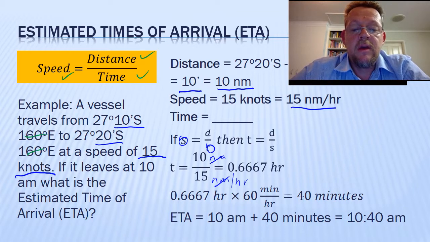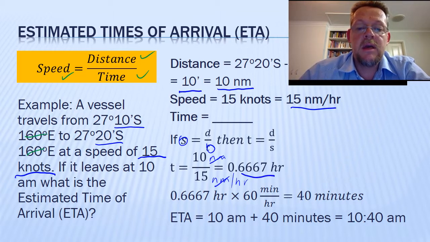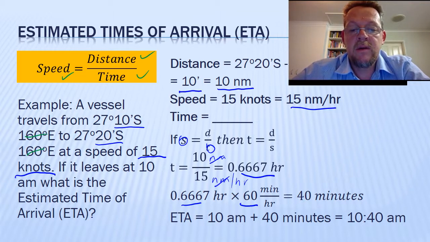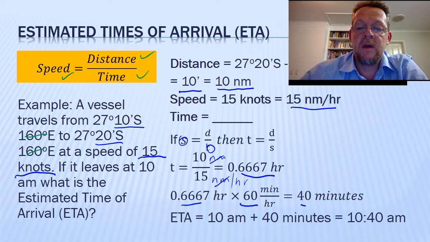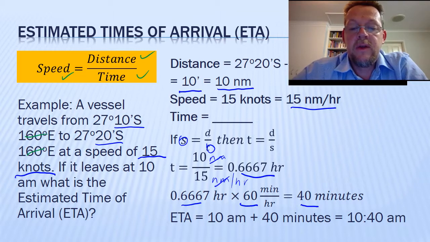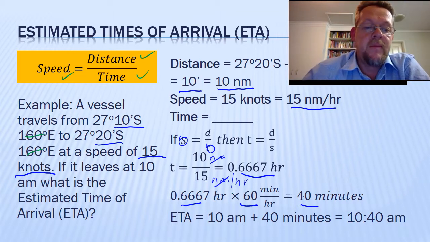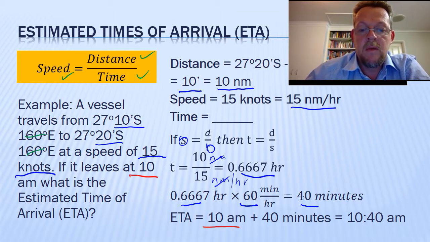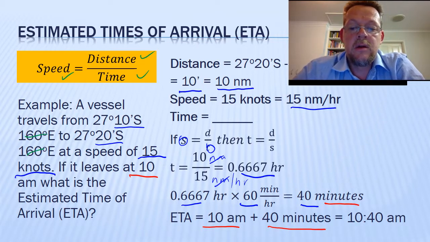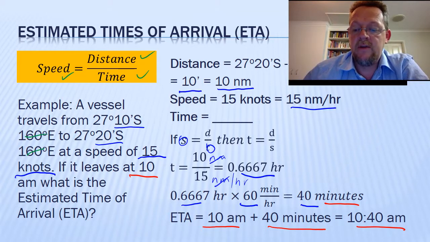And if I were to calculate that into minutes, I would need to use this number here and multiply it by 60 minutes per hour. So 0.6667 multiplied by 60 will give me 40 minutes. So for the estimated time of arrival, we can see this, it leaves at 10 AM, and then we've worked out how long our journey will take. So 10 AM plus 40 minutes, we should arrive at 10:40 AM.